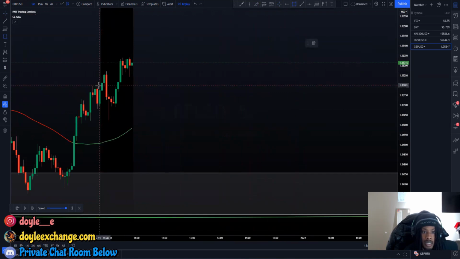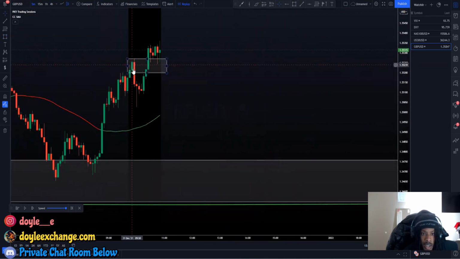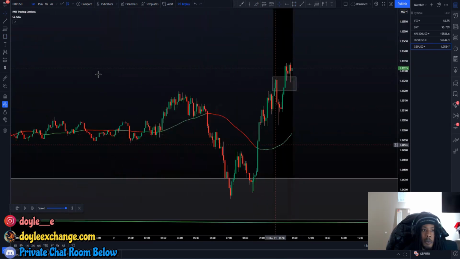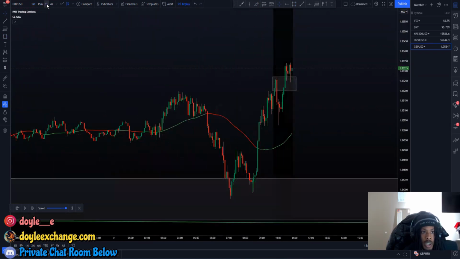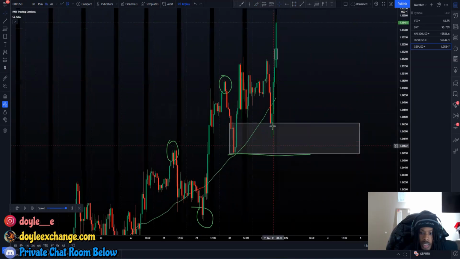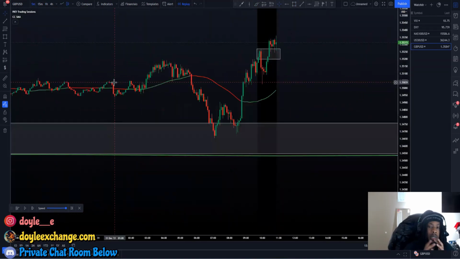This supply right here, this wouldn't be smart. That aggressive selling coming down wouldn't be smart because we are already at a 1 hour demand and we're breaking structure on the 5 minute. So you have to put 2 and 2 together.